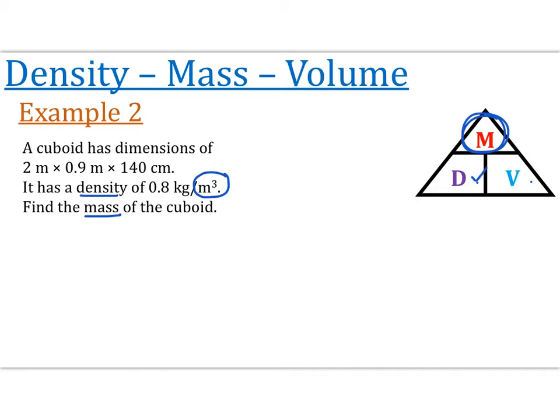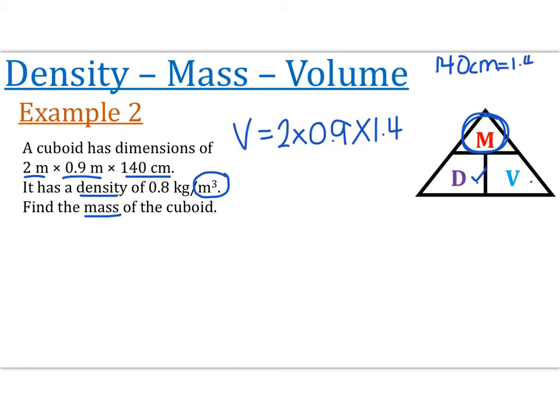Now, the only issue with the volume is that this is in meters, this is in meters, and this is in centimeters. So hopefully you're thinking the volume's going to be 2 times 0.9 times 1.4, because 140 centimeters is the same as 1.4 meters. Okay, so we're going to go ahead and multiply that. 2 times 0.9 times 1.4 gives me 2.52 meters cubed.